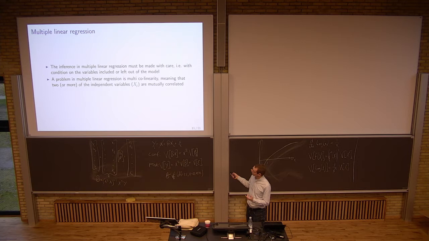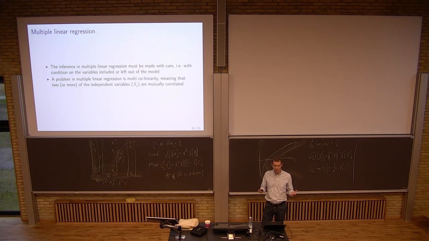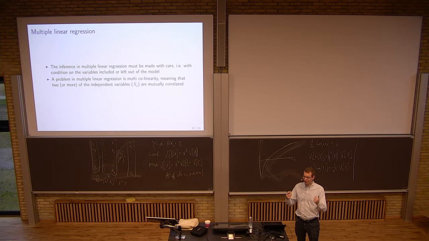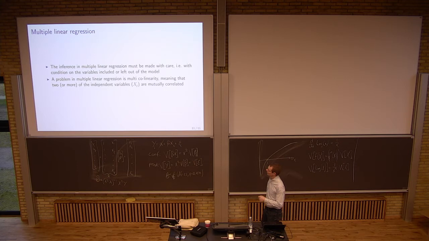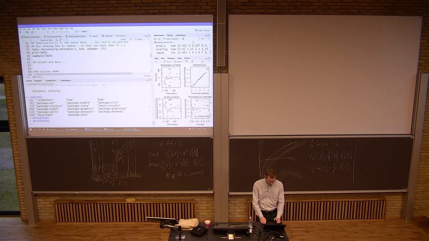A challenge is so-called multicollinearity. That is when things are very correlated, and then you may have challenges. Sometimes, even though things are correlated, you need to have both variables in there, because they do explain something. But sometimes it's not needed because it's effectively the same. That's what I want to illustrate, first with a small example, and then with a somewhat greater example.